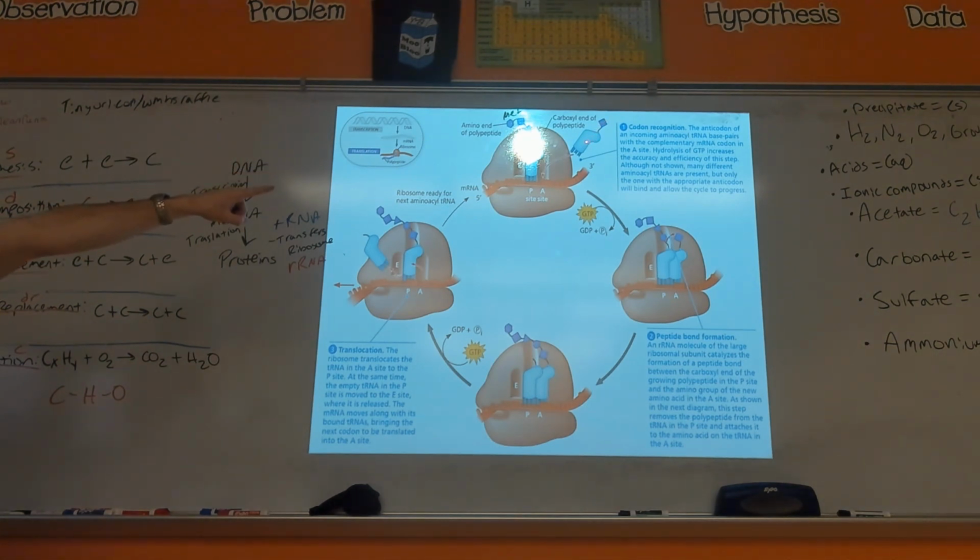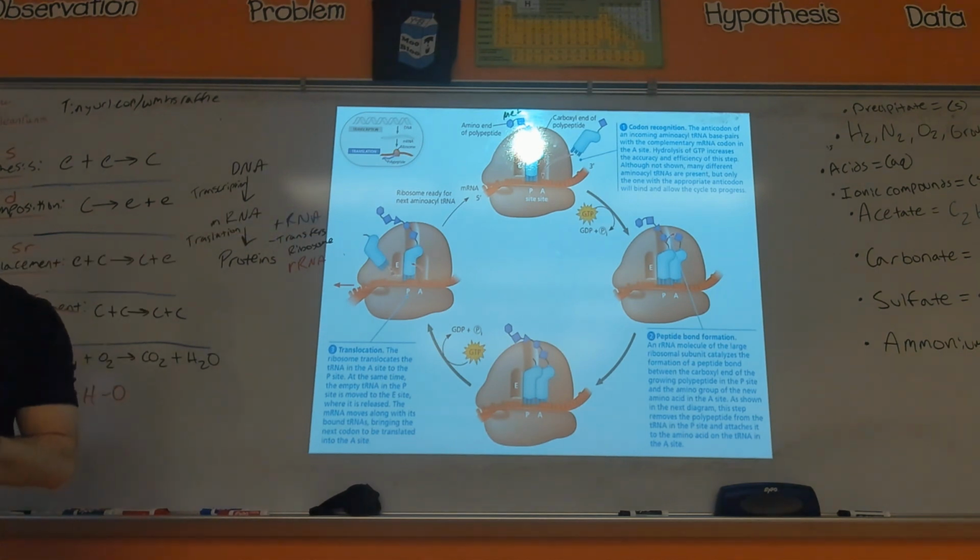Amino acids, the next amino acid comes into the A site. How we know which amino acid, which tRNA comes in, is by recognizing that codon. And this process of attaching this amino acid, forming that peptide bond between this amino acid and the next amino acid in this chain to that carboxyl end, you have to use GTP.